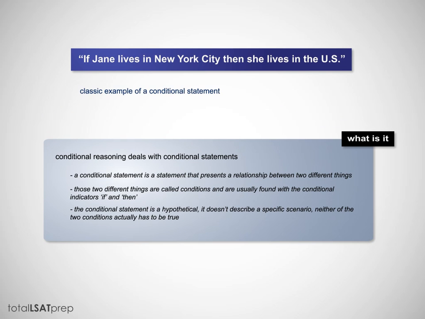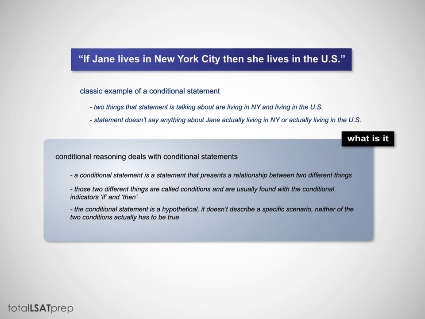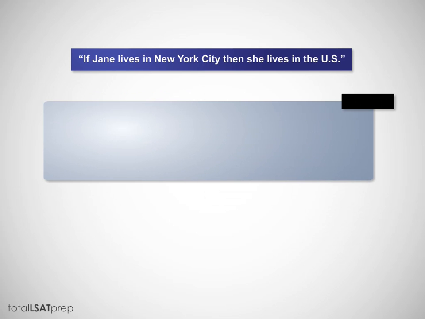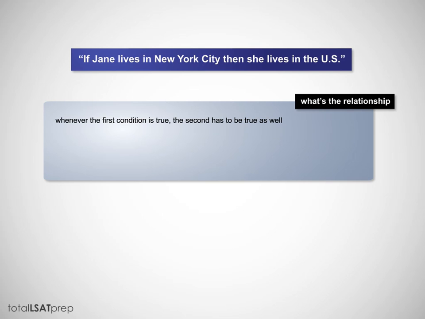So this statement is a classic example of a conditional statement. The two things that the conditional statement is talking about are living in New York and living in the US. Now notice that the statement doesn't say anything about whether or not Jane actually lives in New York or whether she actually lives in the US. Okay, and I mentioned that conditional statements present a relationship between two different things. But what's the relationship? Well, the relationship is very simple. All it is that whenever the first condition is true, the second has to be true as well. You can't have the first thing without the second.